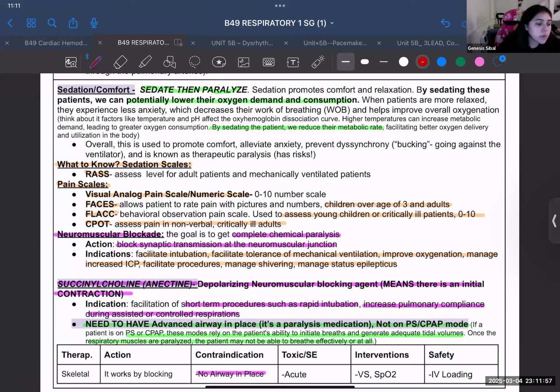So, sedation versus comfort: you're going to sedate, then you're going to paralyze them. It makes no sense to be paralyzing a patient and then sedating them. Think about it like the horror movies where people are literally paralyzed, but they're still there mentally. You still know exactly everything that's going on around you, but you're just frozen in your spot. You can't even move. So obviously you want to sedate them first to make them comfortable, and that just makes more sense, right?